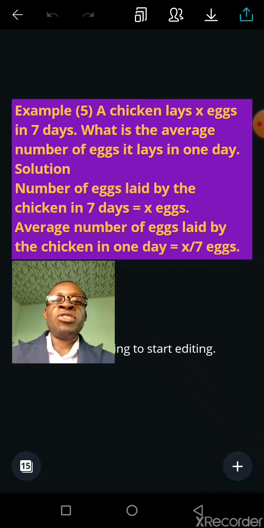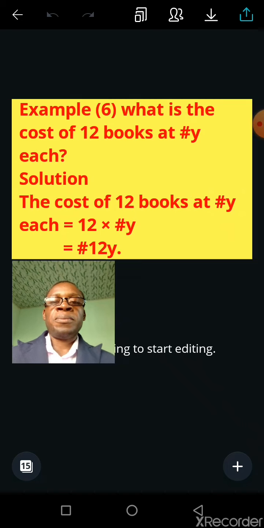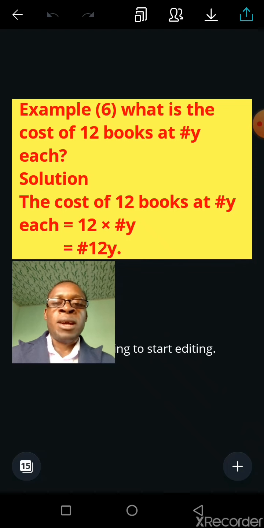Example 5. A chicken lays S eggs in 7 days. What is the average number of eggs it lays in 1 day? Solution. Number of eggs laid by the chicken in 7 days equals S eggs. Average number of eggs laid by the chicken in 1 day equals S over 7 eggs. Example 6. What is the cost of 12 books at Y naira each? Solution. The cost of 12 books at Y naira each equals 12 times Y naira, which is equal to 12Y naira.